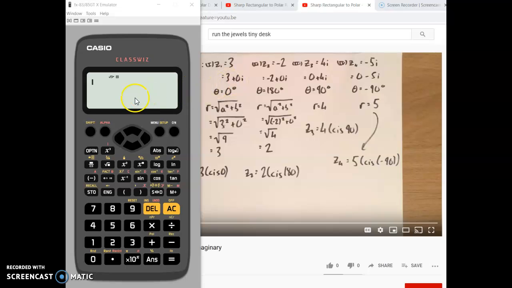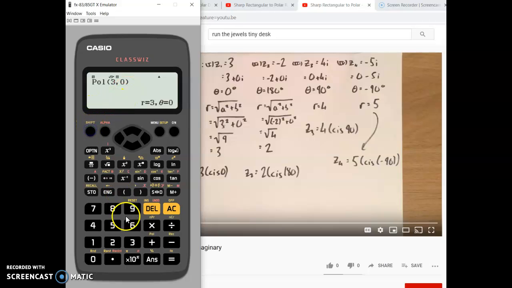So when you put this in, you shift, plus 3, comma, 0, close your bracket, equals, and there's your 3 cis 0. Okay, so just be careful not to mix up the real and the imaginary part. It's the real part that goes in first and the imaginary part that goes in second.